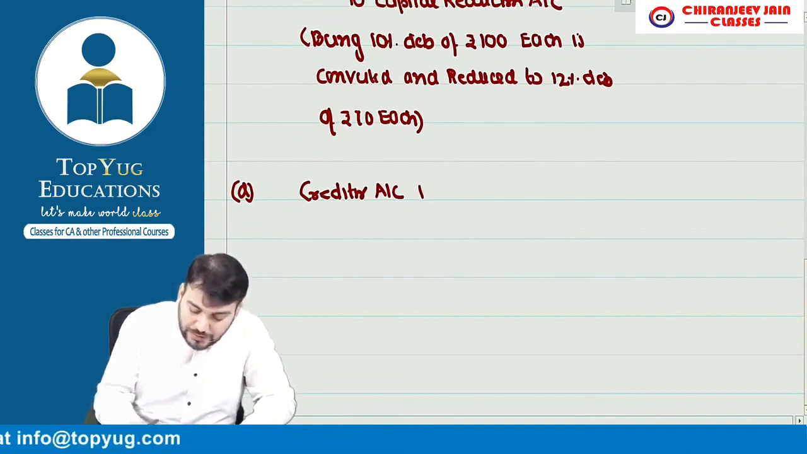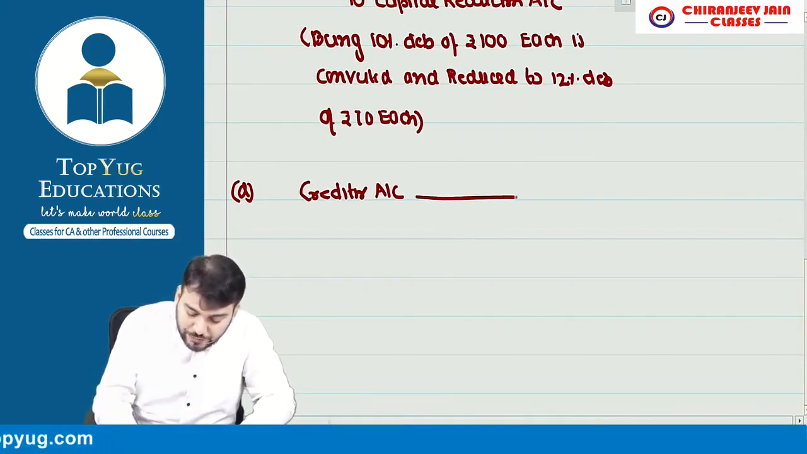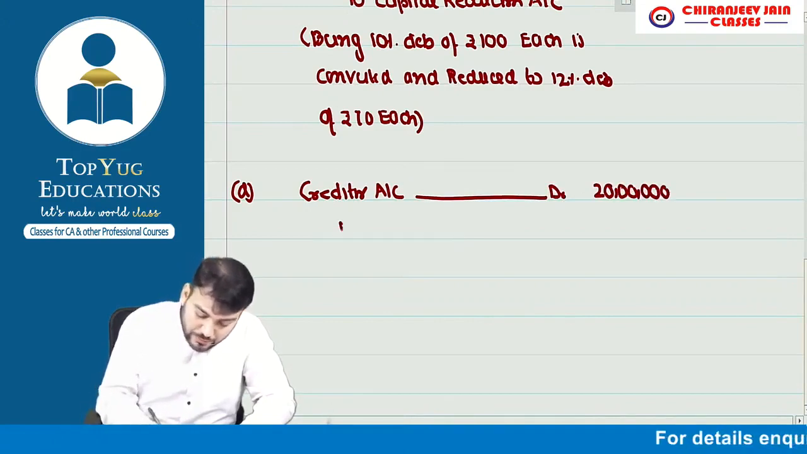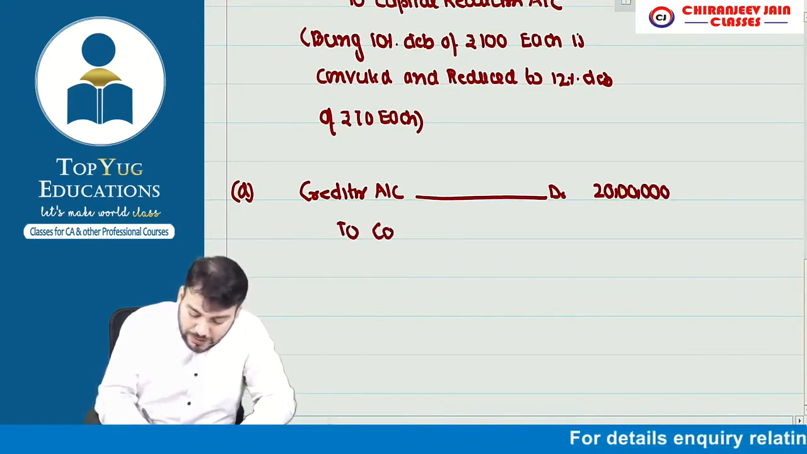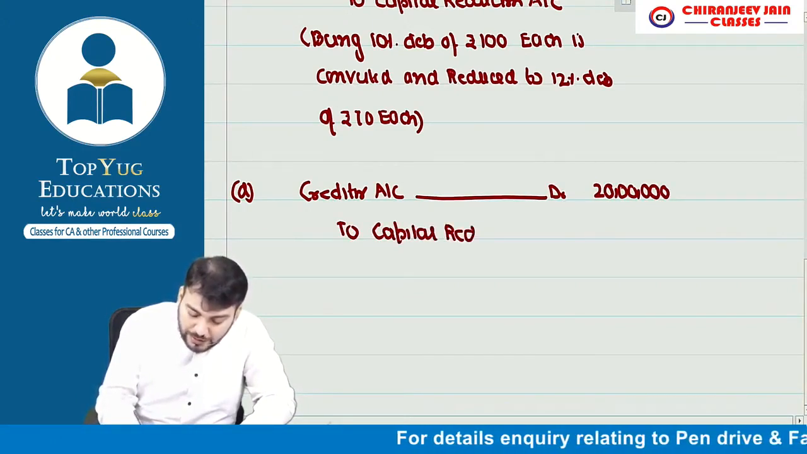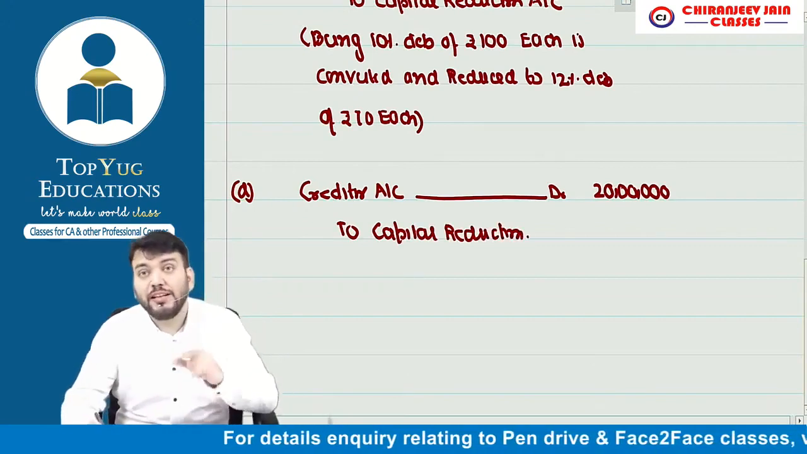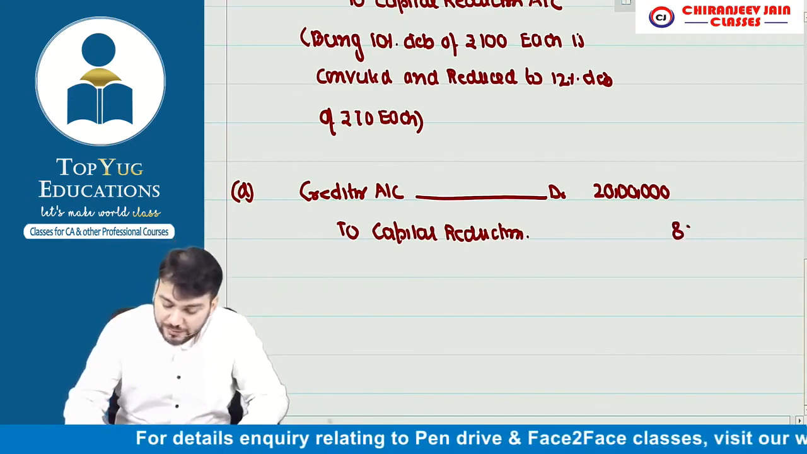Creditor account debit. How much? 20 lakh. Capital reduction. How much reduced? They have reduced 40% of 20 lakh. How much? 8 lakh.